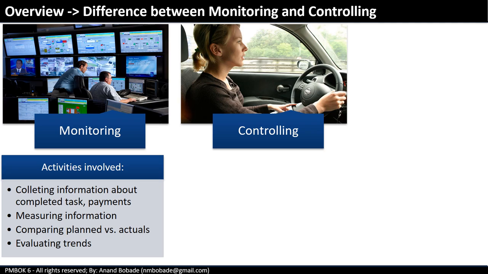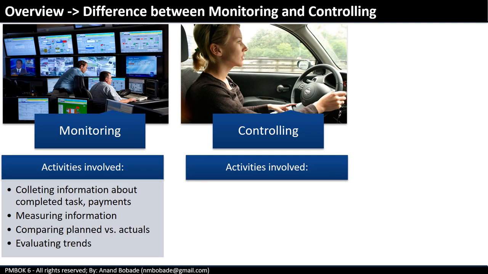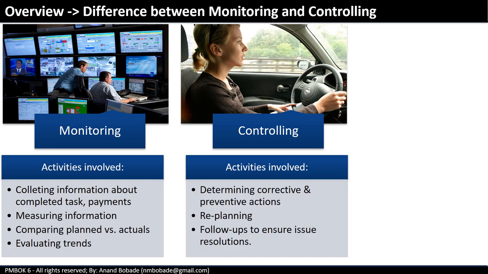Monitoring gives the project manager an idea about the health of the project. Also, it helps the project manager identify areas of the project that may need special attention. So what are the activities involved in controlling? Controlling helps the project manager determine corrective and preventive actions. It's about replanning. For example, if a primary risk mitigation fails, then what's next? Maybe you need to execute a fallback plan. Follow-ups to ensure issue resolutions. So all these are the activities involved in the controlling part of the monitoring and controlling process.